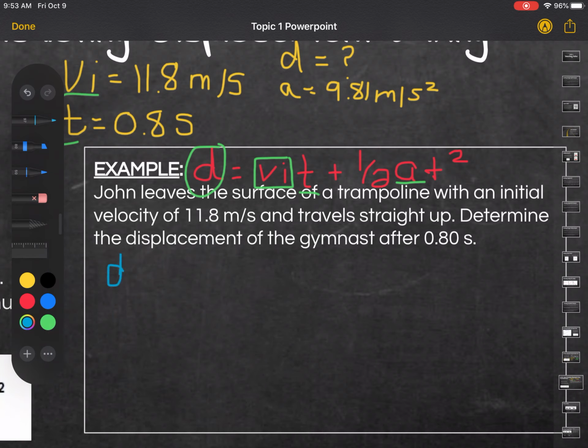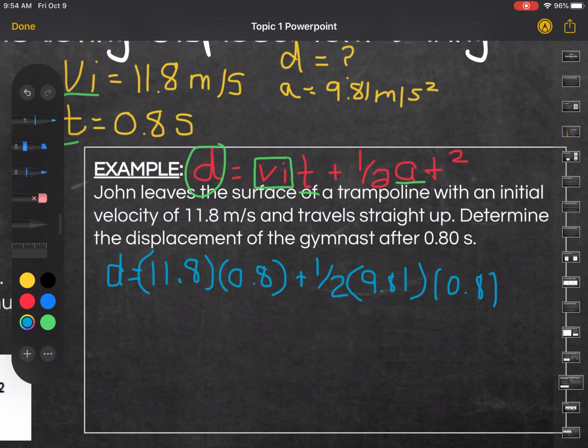So our displacement is what we're trying to figure out. Our VI we know is 11.8 multiplied by our time, which is 0.8, plus 1/2 times acceleration, which is 9.81, times our time, which is 0.8. And that's all squared.